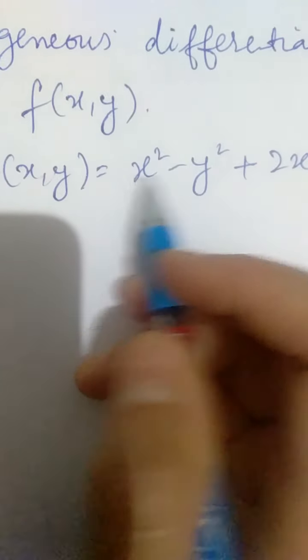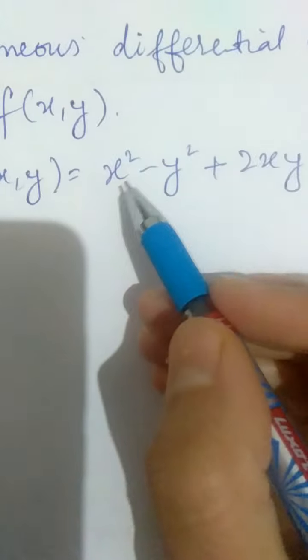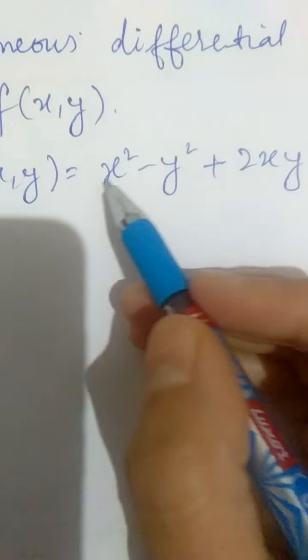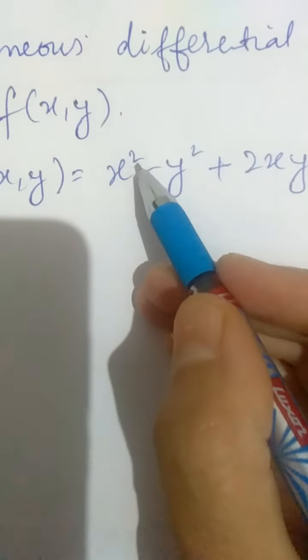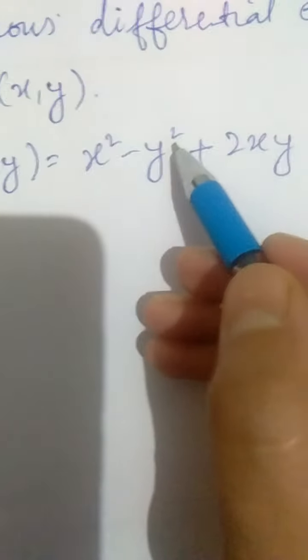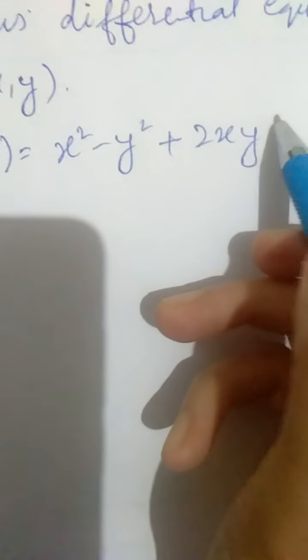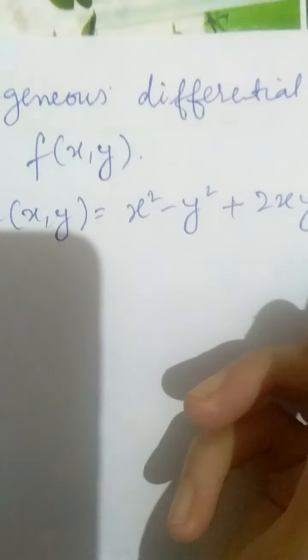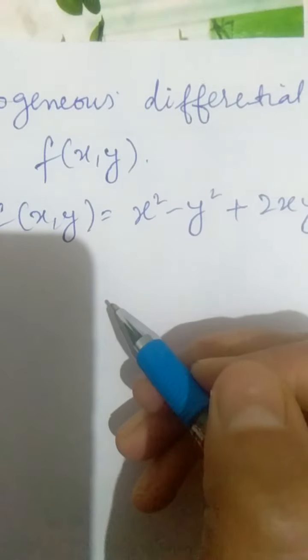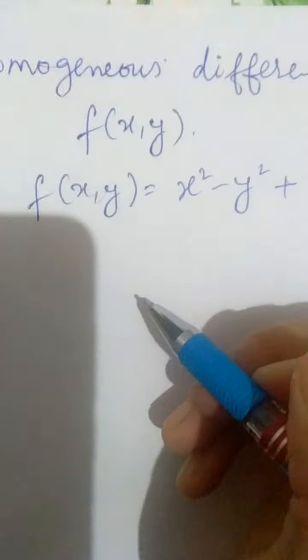So what you see in this function is that the degree, the power throughout every term is the same. So here the power or degree is 2, here it is 2, here it is the product, 1 plus 1, that is 2. So this is what makes it homogeneous, that is, it is uniform in terms of power of each term. So such a function is called a homogeneous function.